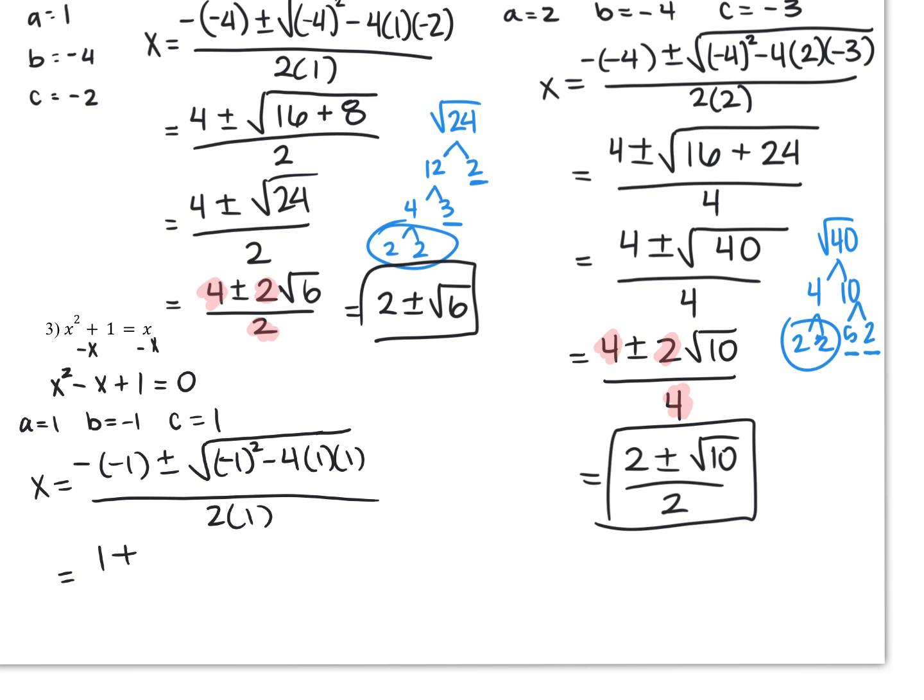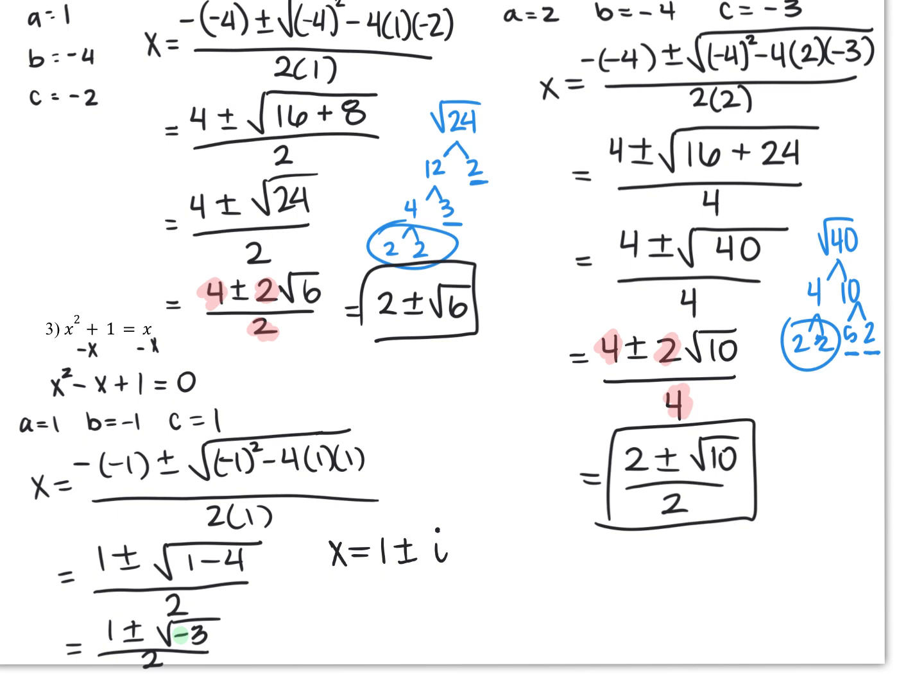We end up with 1 plus or minus the square root of 1 minus 4 all over 2. And then 1 minus 4 is negative 3. So we have 1 plus or minus the square root of negative 3 all over 2. Anytime you have a negative underneath the square root, that means that i is going to be part of your final answer, because that represents a negative 1 underneath the square root. So we're going to have x equals 1 plus or minus. So I know I'm going to have my i.